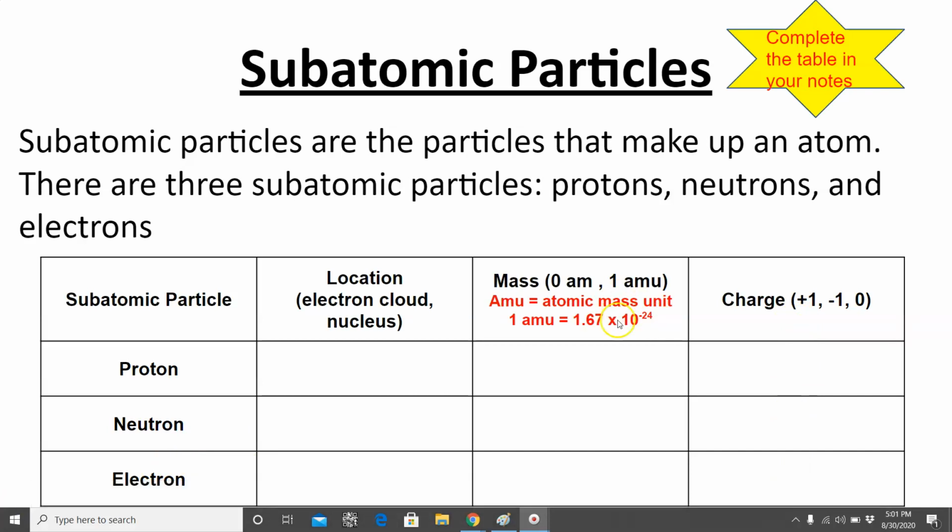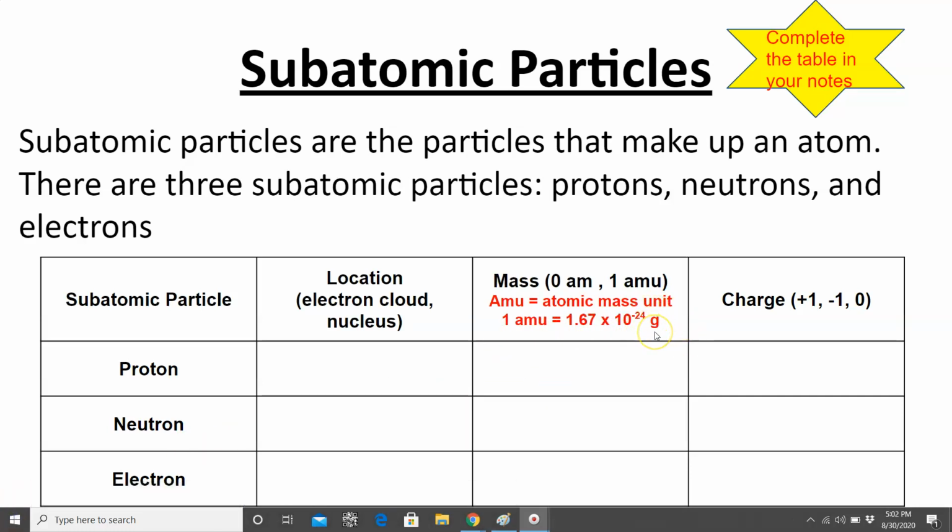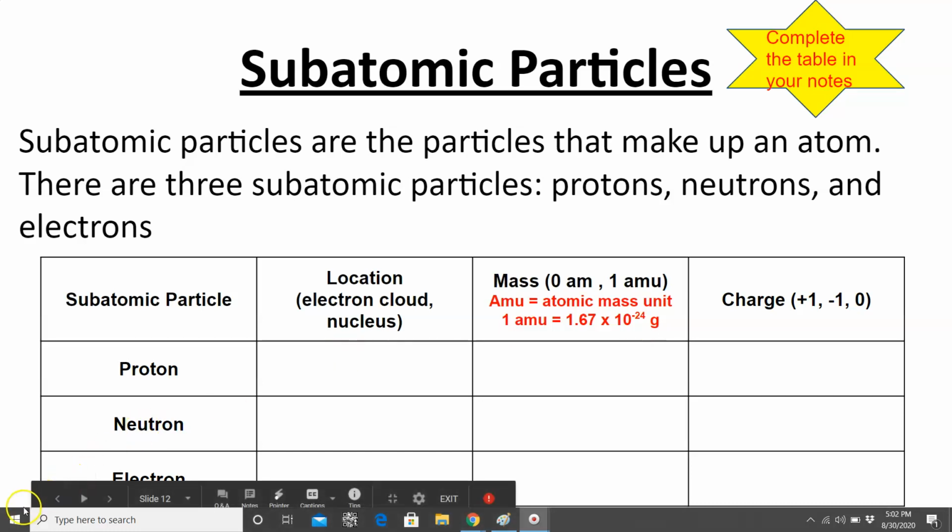Okay, in addition to filling in the table, also make sure you write down what an AMU is, atomic mass unit, and that 1 AMU is equal to 1.67 times 10 to the negative 24 grams. So I had to go ahead and put that in there. All right, so that is the last set of notes. These are the things that you're going to have in your notebook. Again, if you need more help, there'll be guides posted as well.